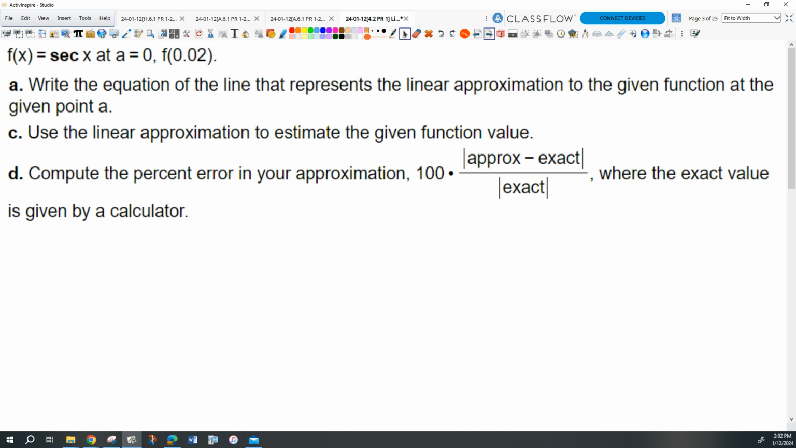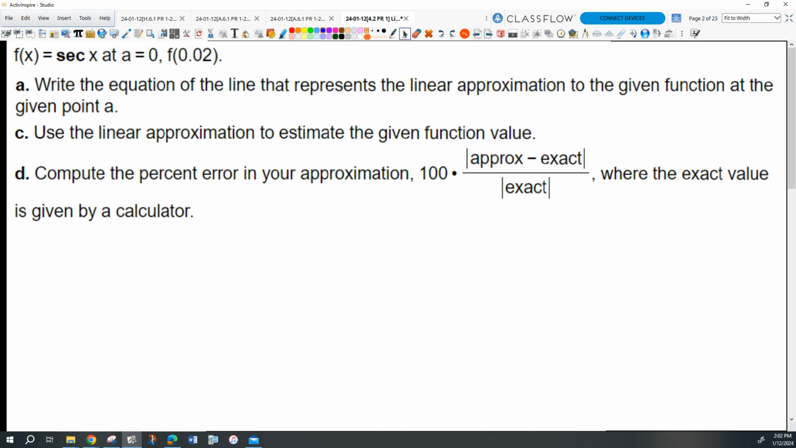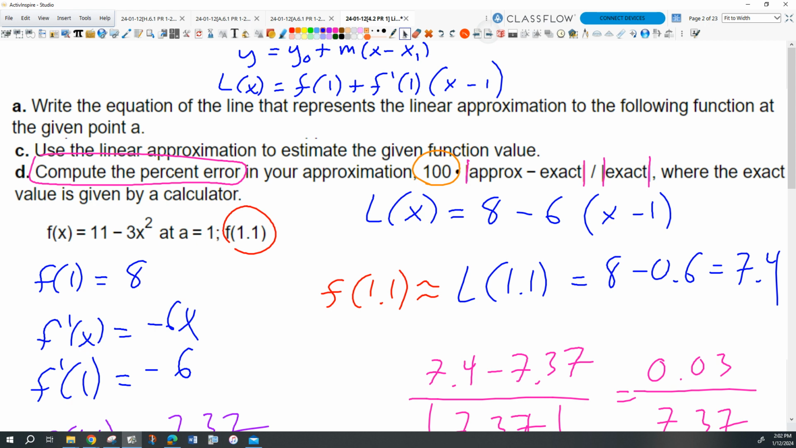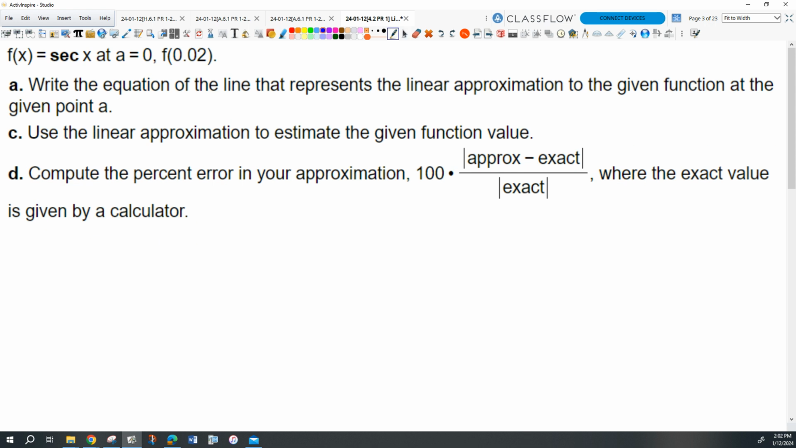So how about this guy? We want to write an equation of the line that represents the linear approximation. So this time, let's see if we can go a little quicker on this. See if we can jump right to the answer. So we've got our f of x.